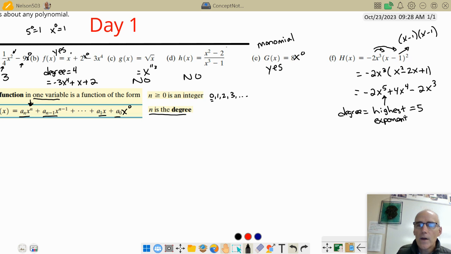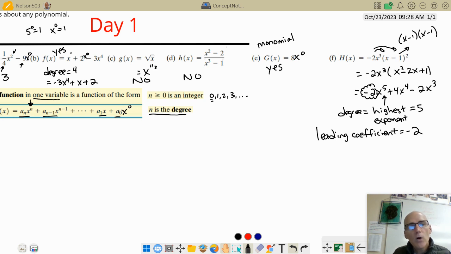And if they ask for the leading coefficient, it's the number that's in front of the variable with the highest exponent, right? So it's where you found the degree. The degree was 5. There is the leading coefficient. So it's the one that's in front if the polynomial is written from highest power to lowest power. This is called the leading coefficient, and we just said that's equal to negative 2.